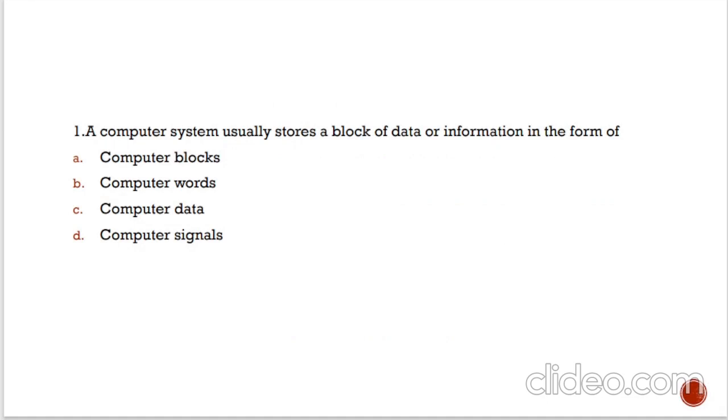Coming to the first question. A computer system usually stores a block of data or information in the form of. So what it is asking is how the computer system will be storing the data, in which form. If we consider data in the memory, it will be stored in the form of bits. The address of that particular memory cell is also accessed by using bits. So how can we access this?